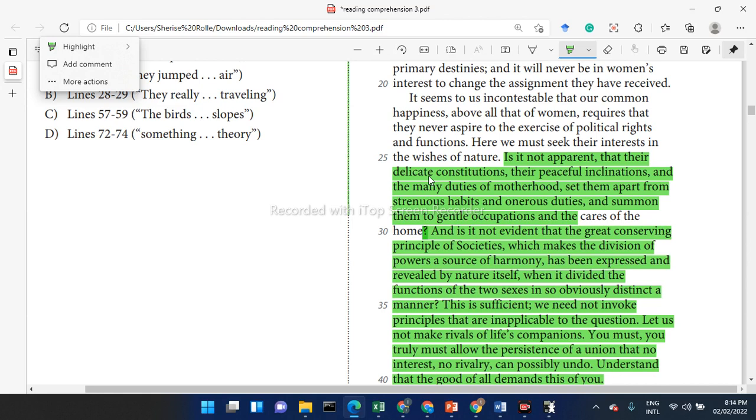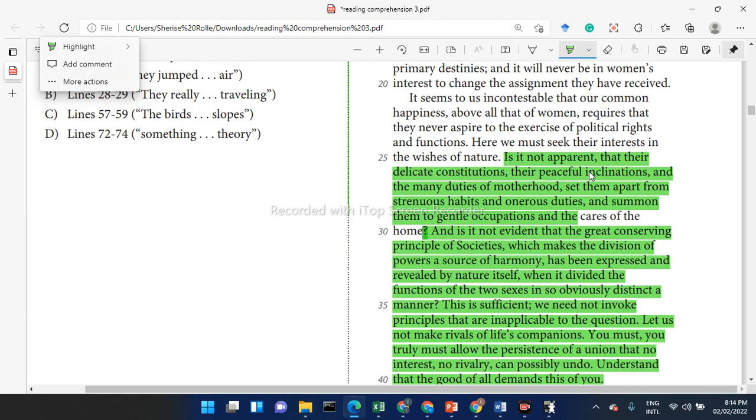What does he mention specifically about their biology? Their tendencies to be gentle and peaceful. They're delicate. What does it mean to be delicate? Very soft, easy to move. Soft, fragile, easy to break, right? They can't take much. They're delicate constitutions. They are peaceful inclinations.